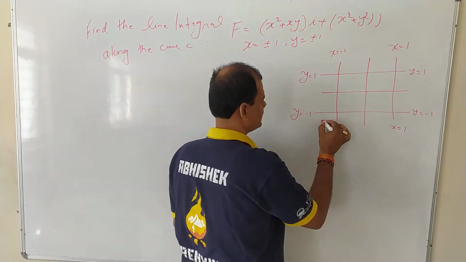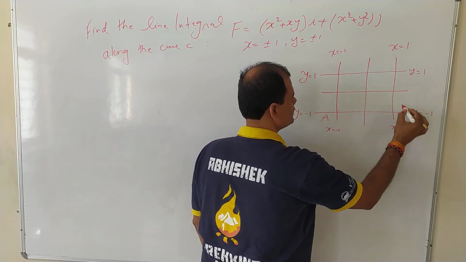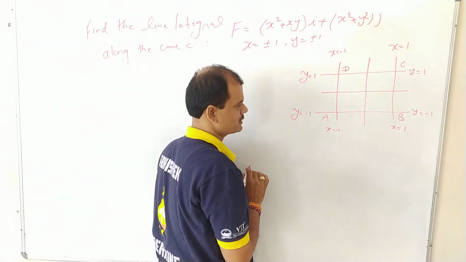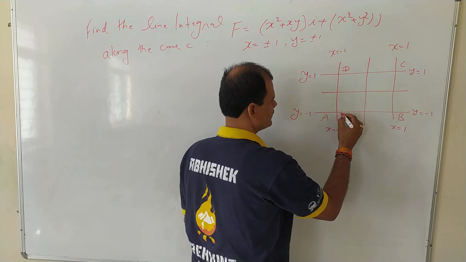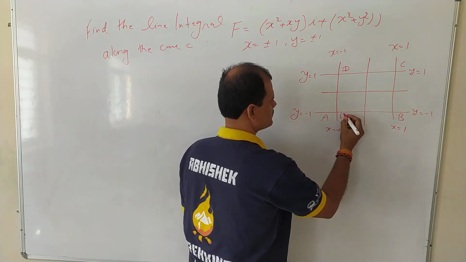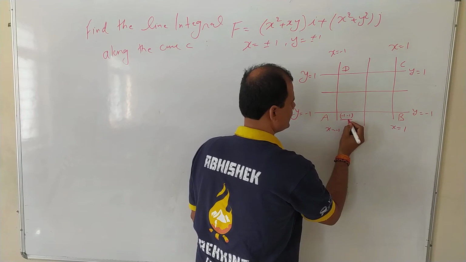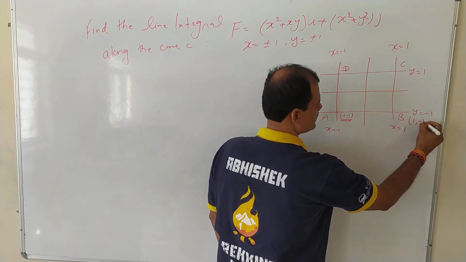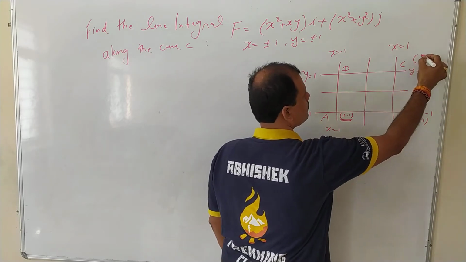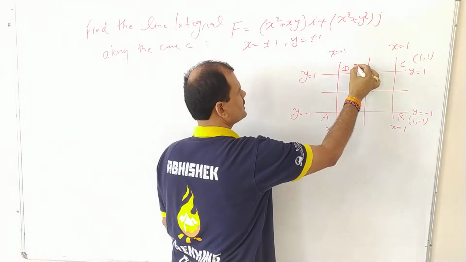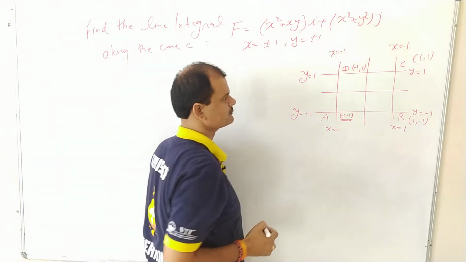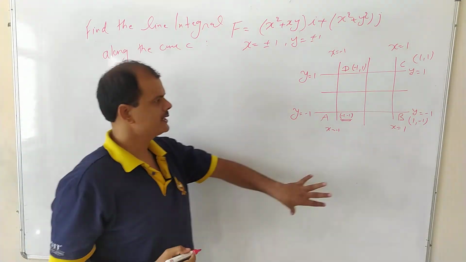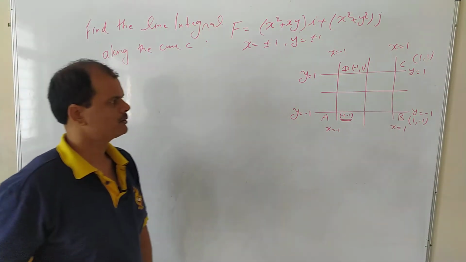If I put the names a, b, c, d on the corners of this square, what is the a coordinate? A coordinate is minus 1, minus 1. What is the b coordinate? B coordinate is 1 comma minus 1. What is the c coordinate? 1 comma 1. What is the d coordinate? Minus 1 comma 1. Fine. So this is the square. We need to find the line integral about this square.